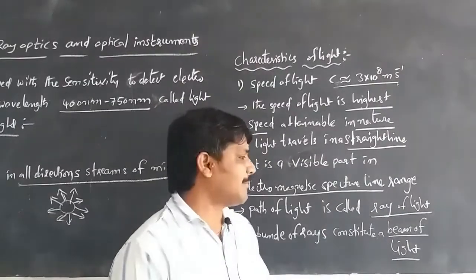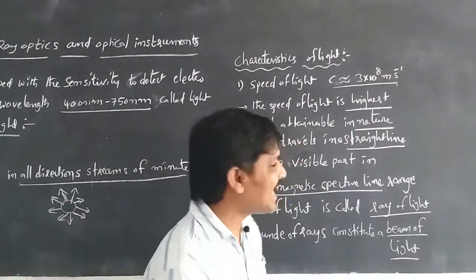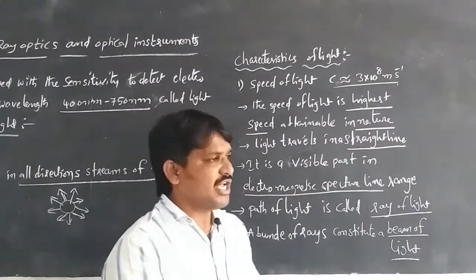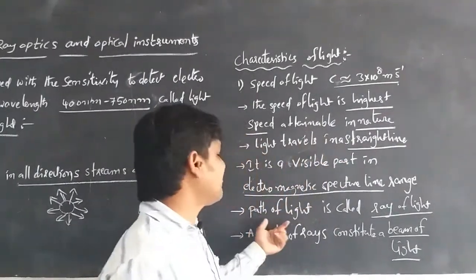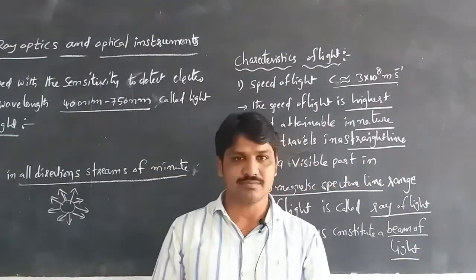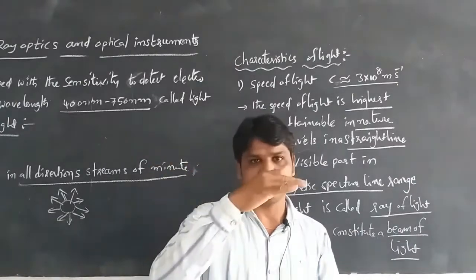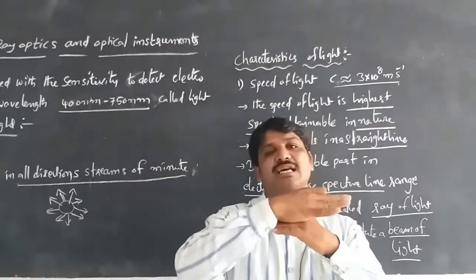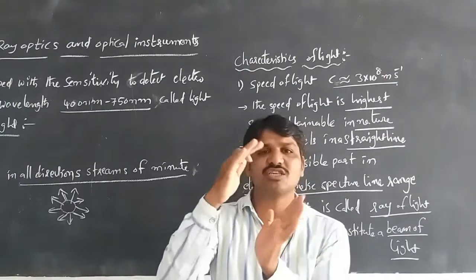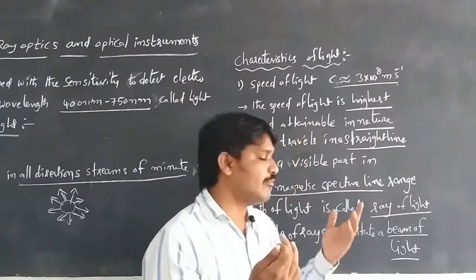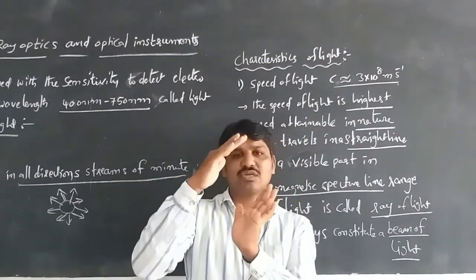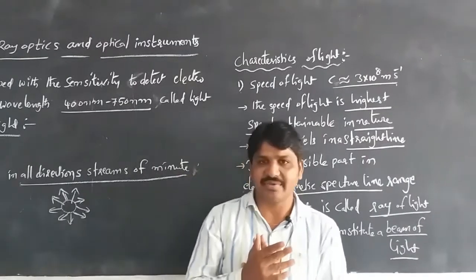When light travels in a straight line, the path of a single light is called a ray of light. A bunch of such rays, the total rays of light, is called a beam of light.